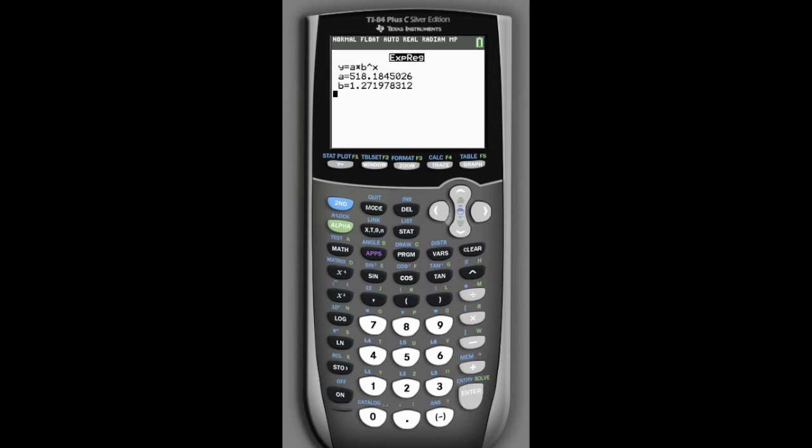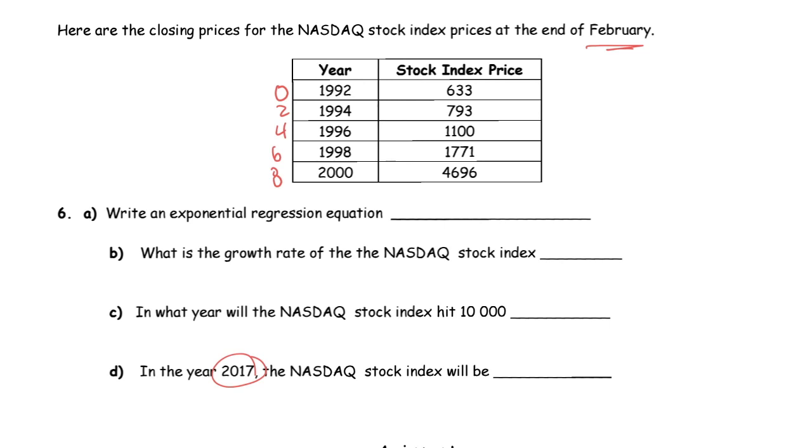And there we go. So our equation is going to be 518.18, and once again we're going to take this to the nearest thousandth, so 1.272. Let's enter that into our answer sheet. So y is equal to 518.18 multiplied by 1.272 to the x. So what is the growth rate of the Nasdaq? If you think about that in terms of percentage, that's 100% plus 27.2%. So we have a 27.2% increase in the value. Pretty good.